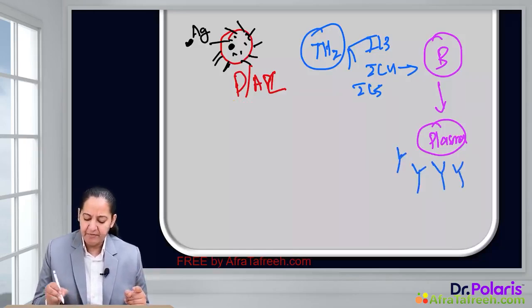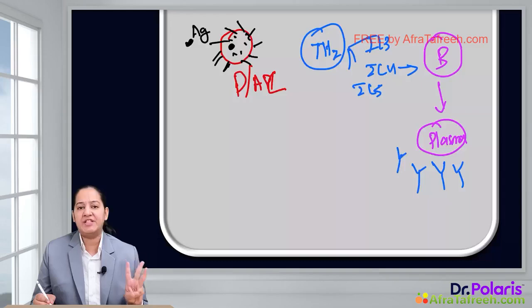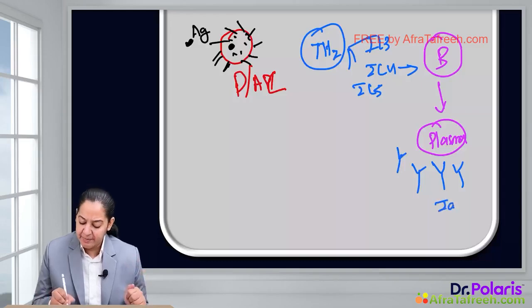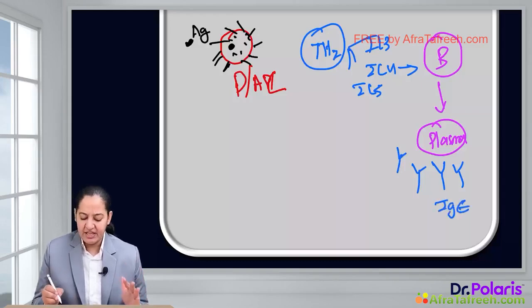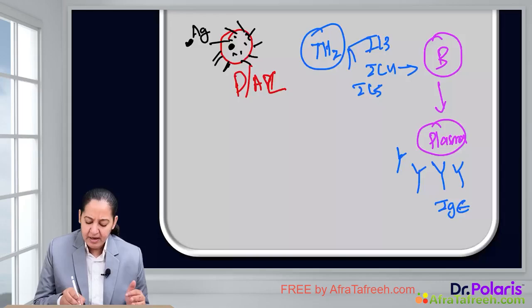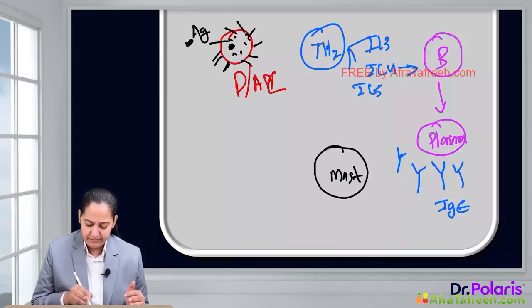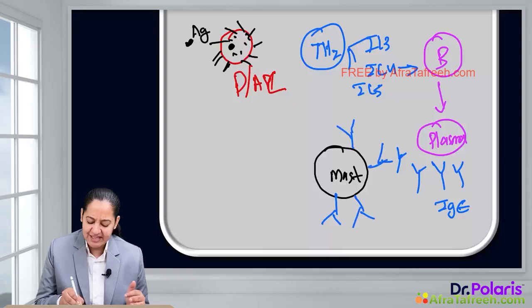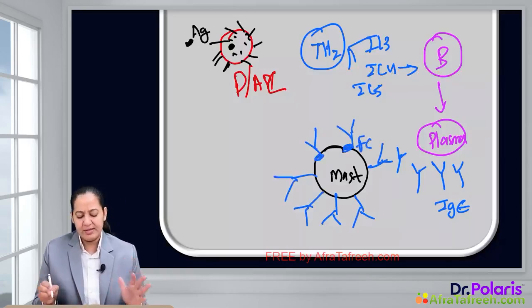There are 5 types of antibodies: IgG, IgA, IgM, IgD, IgE. Here, IgE type of antibodies are formed. These IgE antibodies are released in the blood and they will bind on the surface of the mast cell. So, this is the mast cell. On the surface of the mast cell, these IgE antibodies bind with the help of the Fc fragment. This is known as sensitization.